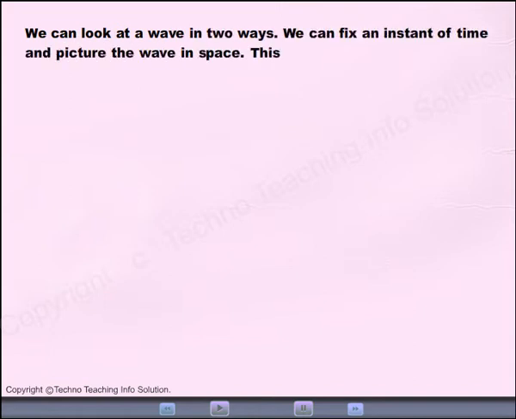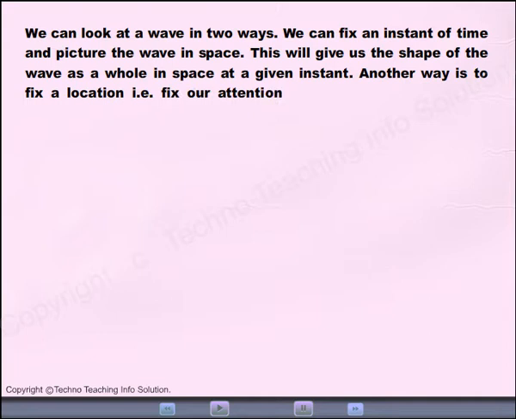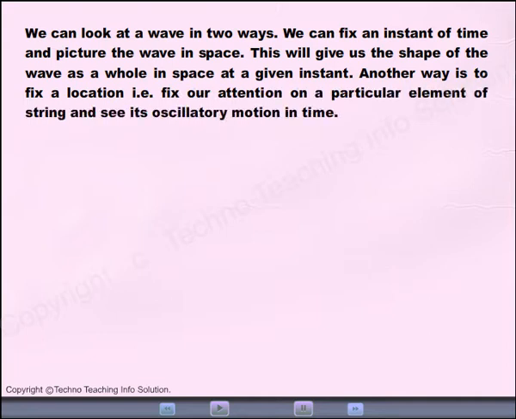We can look at a wave in two ways. We can fix an instant of time and picture the wave in space. This will give us the shape of the wave as a whole in space at a given instant. Another way is to fix a location, that is, fix our attention on a particular element of the string and see its oscillatory motion in time.